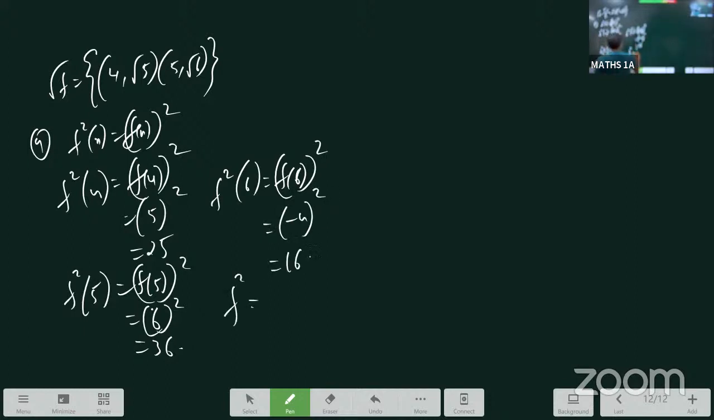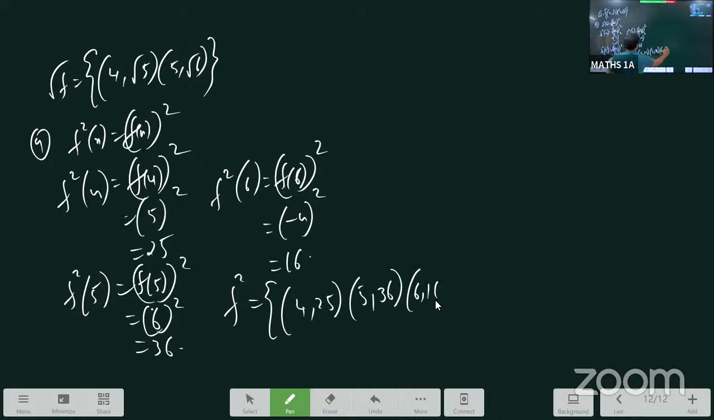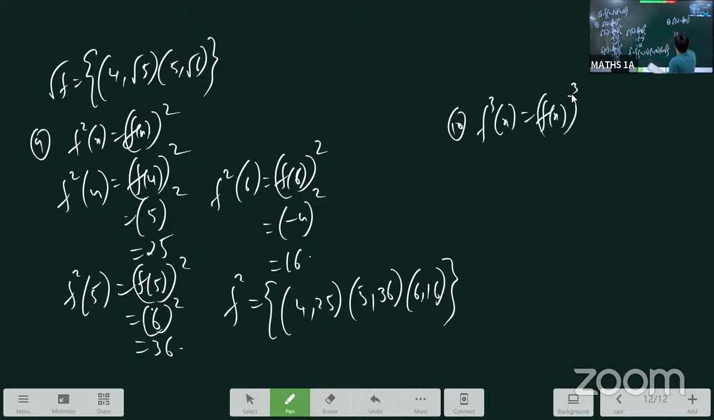So f square is equal to 4 comma 25, 5 comma 36, 6 comma 16. These are your ordered pairs. Last bit, that is the 10th bit, f cube of x. That is f of x whole cube. That is the definition. So f cube, again a single function.